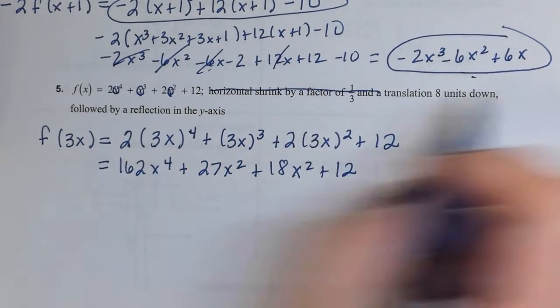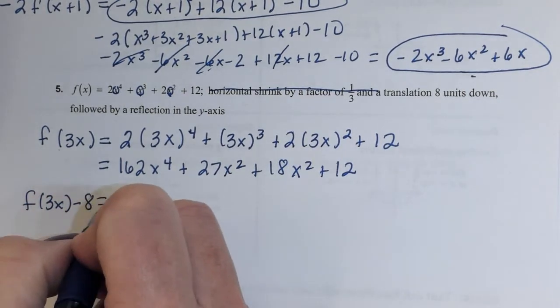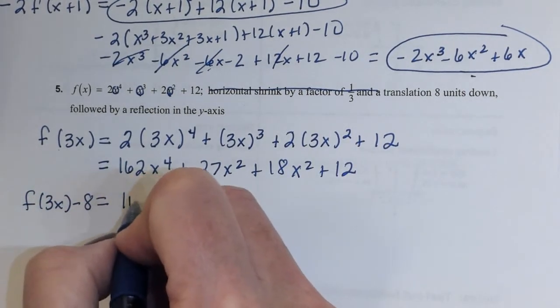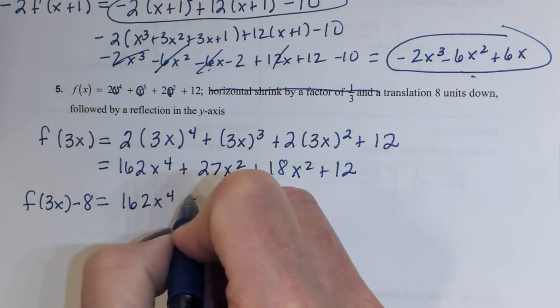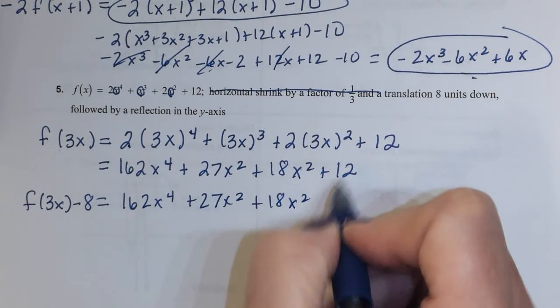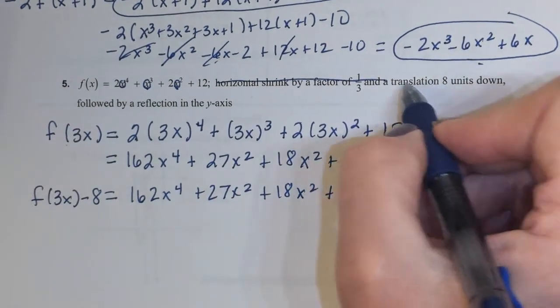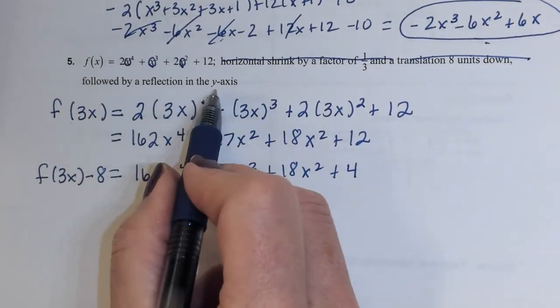Translation 8 units down, that's going to be f of 3x minus 8. So I'm going to just have to subtract 8. Nothing else changes. So the only thing that's going to change is I've got 12 minus 8, that's 4. Got that, okay? Followed by a reflection in the y-axis.